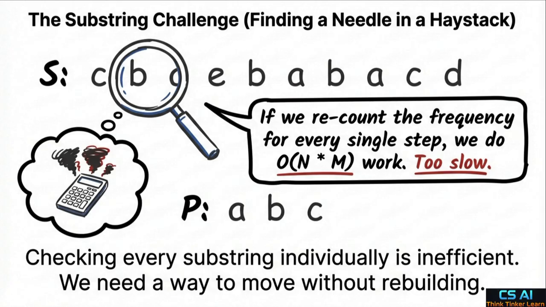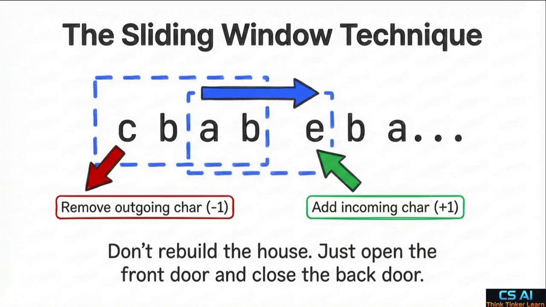We need a sliding movement. Enter the sliding window technique. The mantra here is: don't rebuild the house, just open the front door and close the back door. When we slide our window one position to the right, we do exactly two things. We look at the character exiting the window on the left and decrement its count in our hash map. Then we look at the new character entering the window on the right and increment its count. This update-don't-rebuild strategy is the secret to high performance string processing.